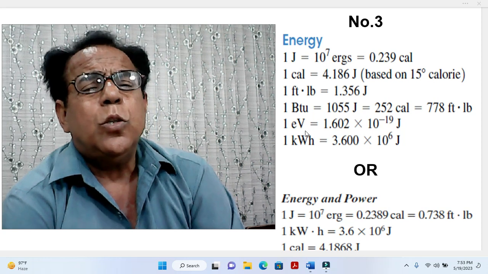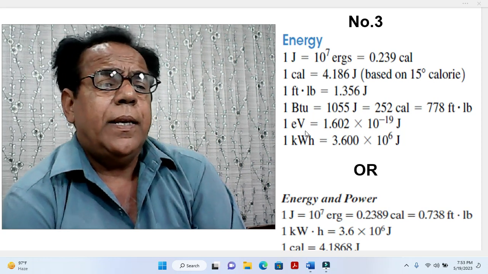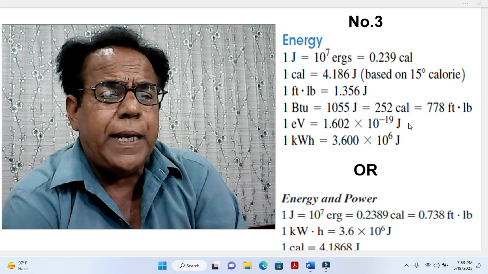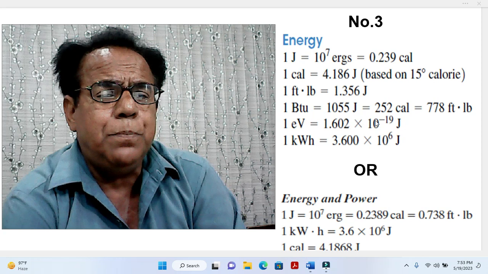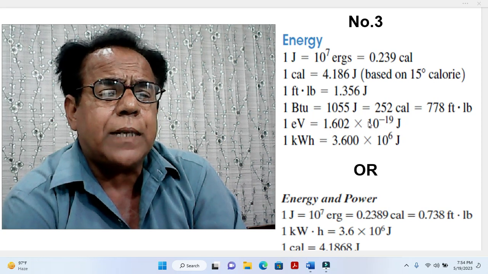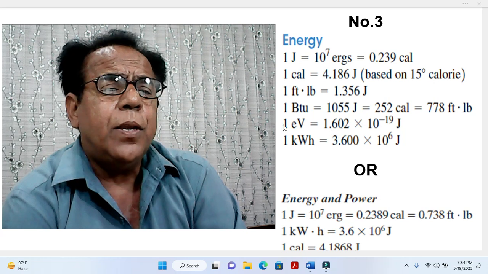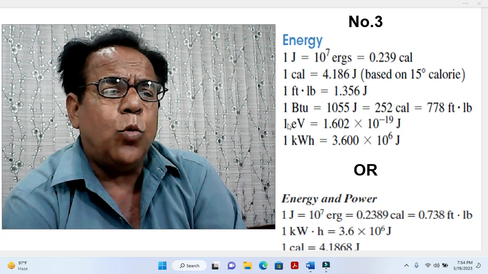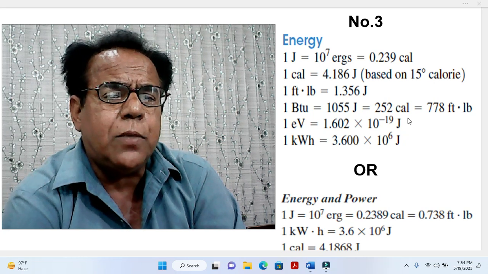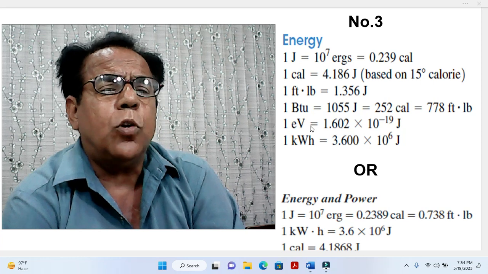So we will use the value of 1 joule. 1 joule will remain here, and this factor will be shifted to the other side of the equality and divided there. It will become 1 joule equal to 1 over this factor, electron volt. Okay.